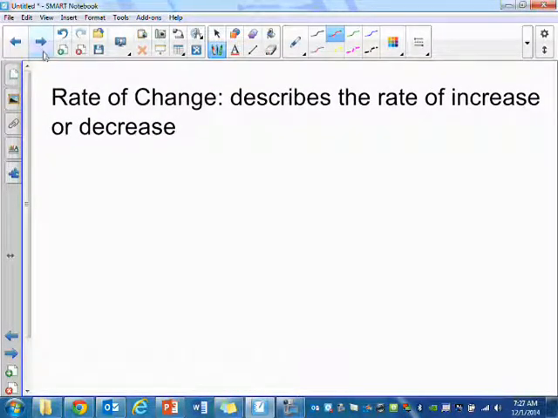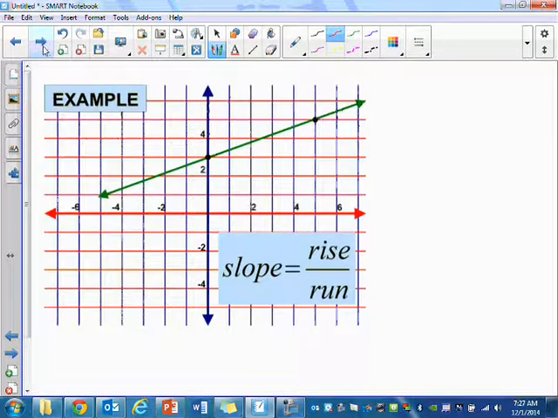Okay, so what we're going to be talking about today is the rate of change. This describes the rate of increase or decrease. Okay, and specifically today we are going to be looking at a graph and determining the rate of change. So here is an example.